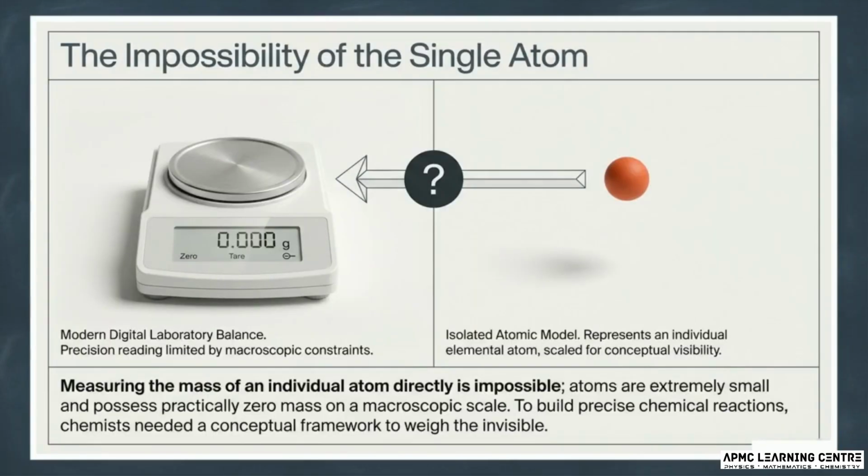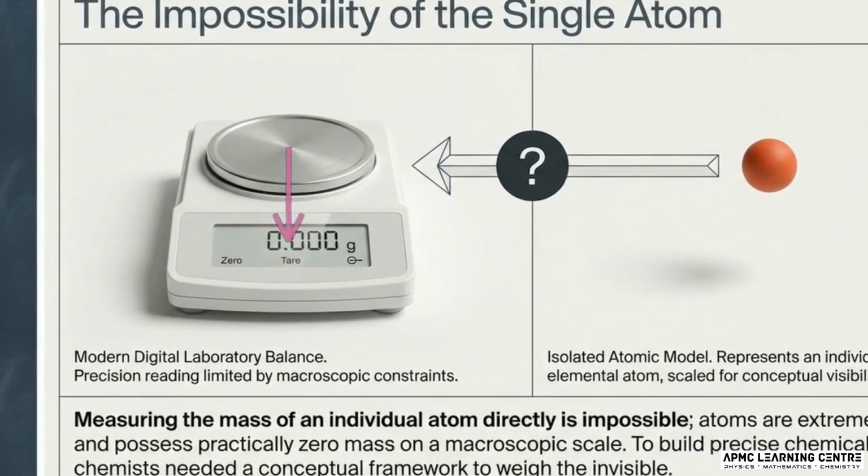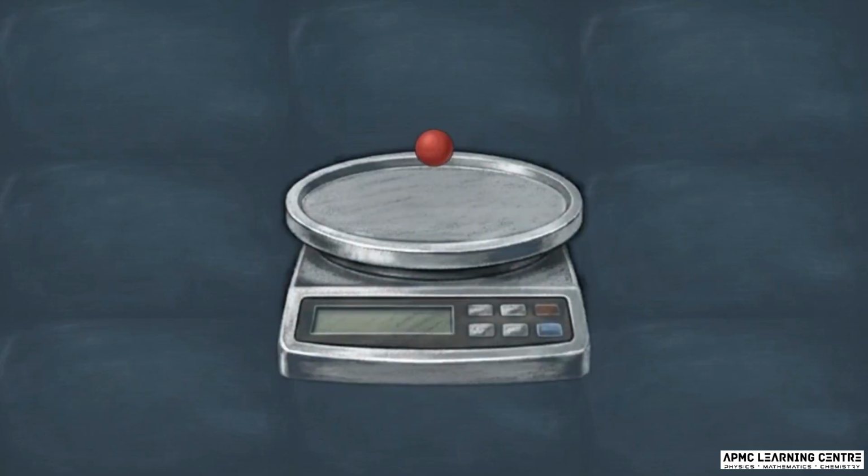But if you try to place a single atom on that exact same digital laboratory balance, nothing happens. The scale reads 0.000 grams. Atoms are so incredibly small that on a macroscopic scale, they possess practically zero mass.